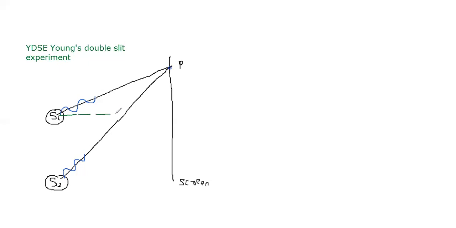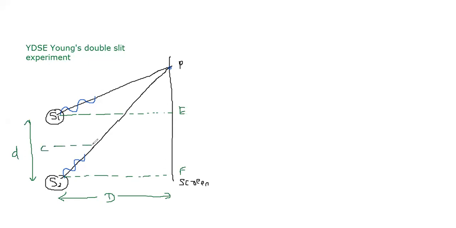Okay, and this point we can take as E. This point we can take as F. And the distance between the source and the screen is capital D. The distance between the two sources is small d. And C is a midpoint. In the point O, we are going to take the distance X.